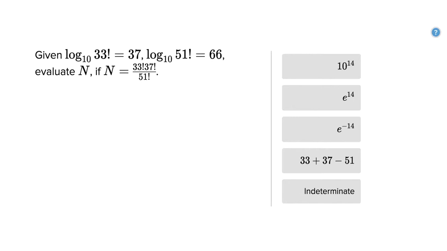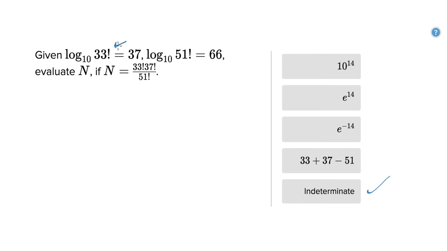Hi, this is Carlos Cousins, and the following math problem takes people far too long, and it really shouldn't. You should see from the start here that we're going to have some trouble figuring out the answer, and then indeterminate must be the right choice. But let's see why. So we're given here that log 10 of 33! equals 37.